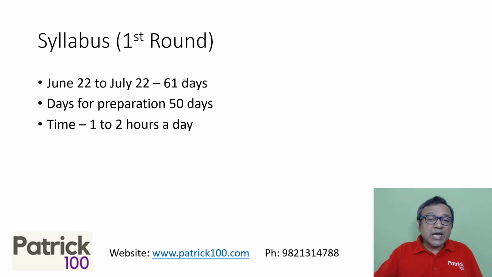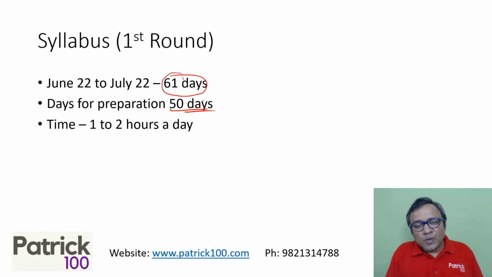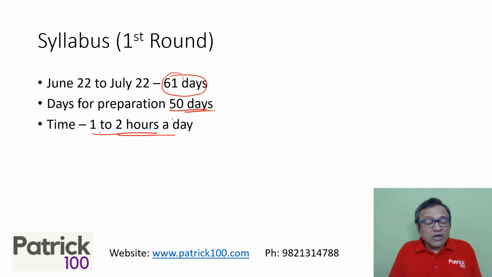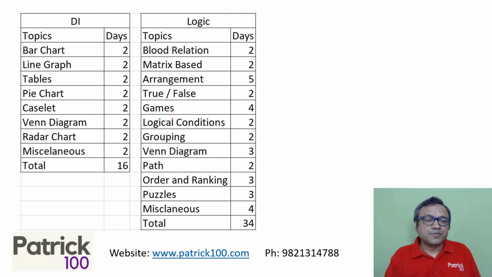So you have 2 months to complete the syllabus. Let's say 61 days. Let's say I'm going to prepare for 50 days, since some days I may not have time for DILR. The approximate time you can give is 1 to 2 hours a day. If you're at home and have enough time, maybe you can give 2 hours a day. If you don't have enough time, maybe 1 hour a day, based on how it goes.